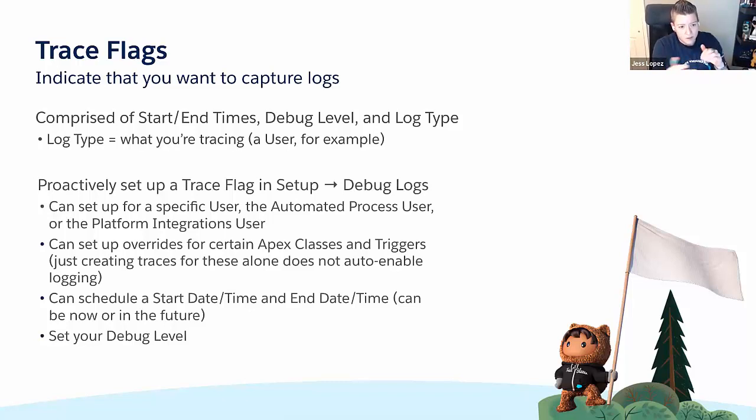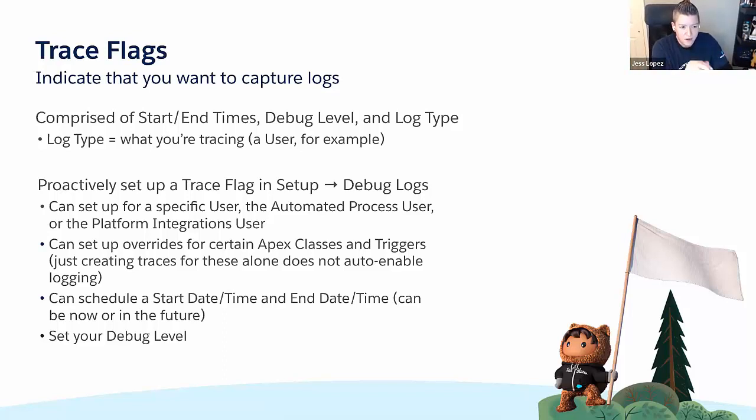So to set up debug logs, we click on new trace flag, and you can set them for a specific user, so any user in the org or yourself. You can also set it for the automated process user. So maybe you have a scheduled flow or something like that that's not necessarily running as a named user in an org. It's running as the automated process user. So you'll definitely want to trace that user rather than a named user. And then you can also do it for a platform integrations user as well. I don't know as much about that side of things.